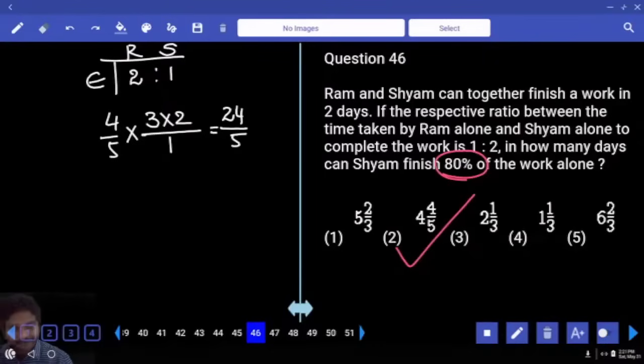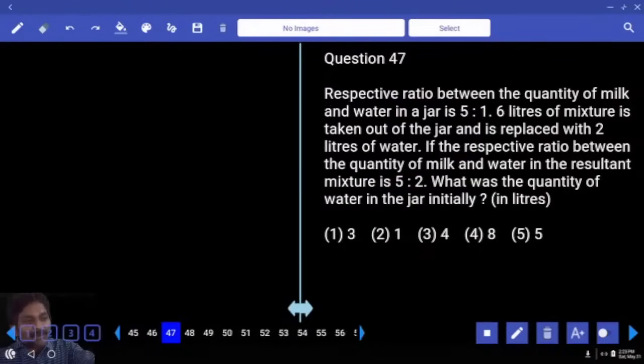Clear? The respective ratio between quantity of milk and water in a jar is 5:1. 6 liters of mixture is taken out of the jar and replaced with 2 liters of water. If the respective ratio between quantity of milk and water in the resulting mixture is 5:2, what was the quantity of water in the jar initially?